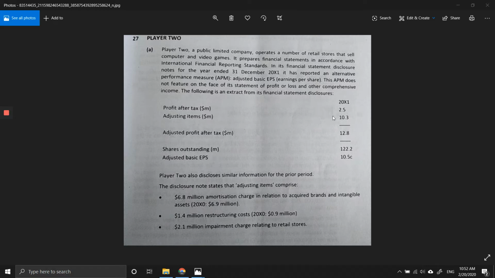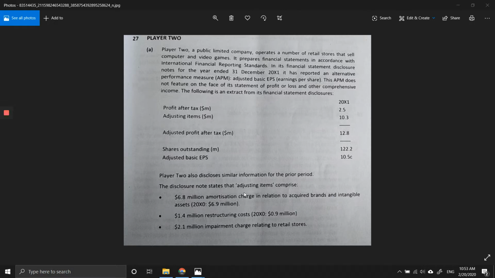So profit after tax is this much, and then after that what it has done is it has added the adjusting item. And what does this adjusting item comprise of? It's given down below. After that they have added this to get their adjusted profit, and shares outstanding gives this adjusted EPS. So this divided by this is this. Player 2 discloses similar information for the prior period, so they have comparability.